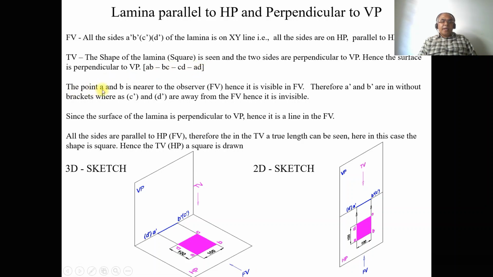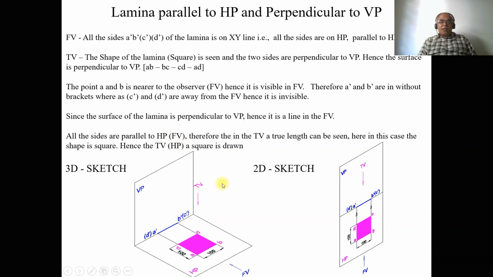The points A and B are nearer to the observer in the front view, hence they are visible in the front view. So that is what I told. Therefore, A dash and B dash are without brackets, whereas C dash and D dash are away from the observer, hence they are invisible. So we got this. Since the surface of the lamina is perpendicular to VP, you are getting a line in the vertical plane.